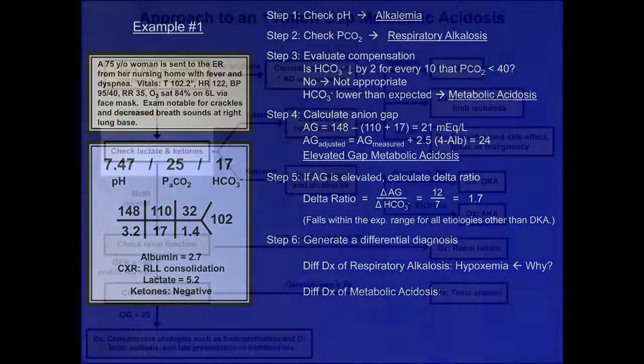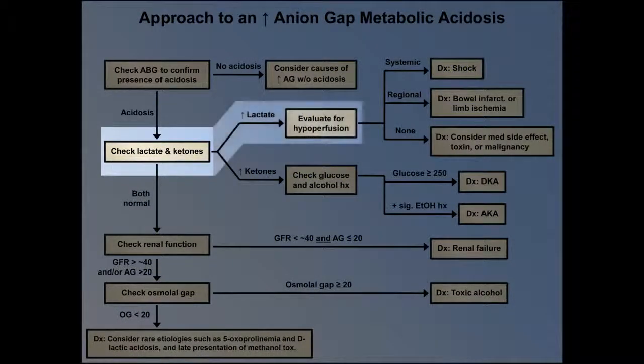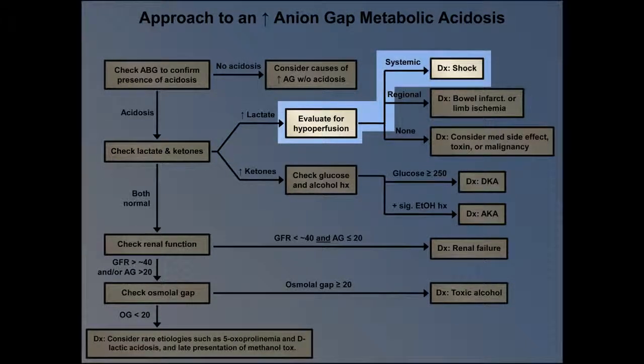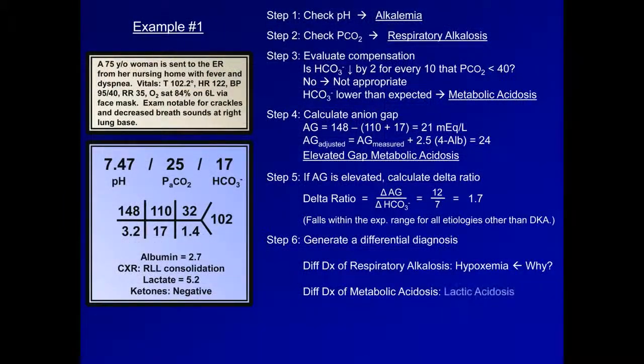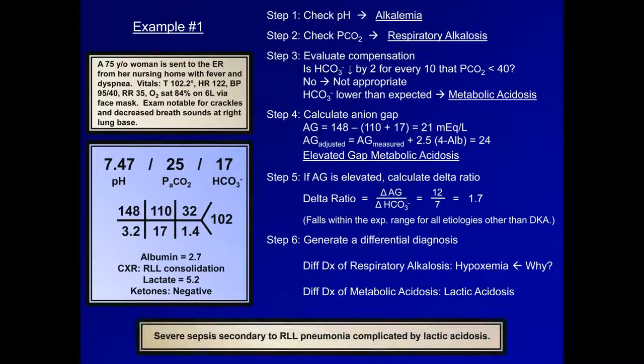With an elevated lactate, we next look for hypoperfusion. In the patient's case, hypoperfusion appears to be systemic, so this patient likely has emerging shock. Therefore, her final diagnosis can be given as severe sepsis or possibly septic shock, secondary to a right lower lobe pneumonia complicated by lactic acidosis.